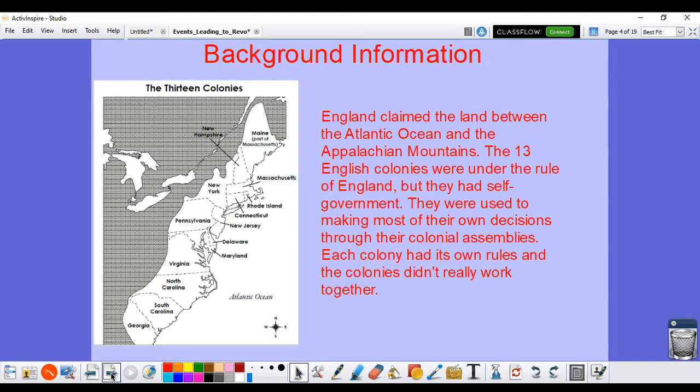Now, some background information. England claimed the land between the Atlantic Ocean and the Appalachian Mountains. And as you can see here, there's a lot of land that looks like states that we know today. And these states have been around since then, but at the time they were called colonies. And each colony had its own rules, and they didn't really work together, but they were still all a part of England. Here's South Carolina down here. South Carolina had its own troubles, but we're really going to go looking up in this area next.